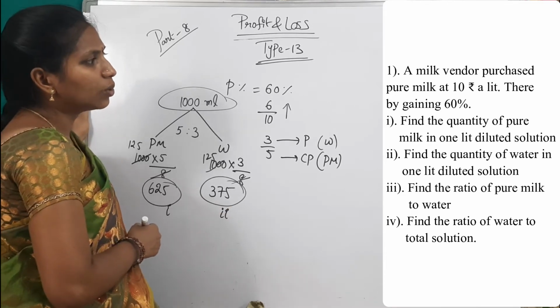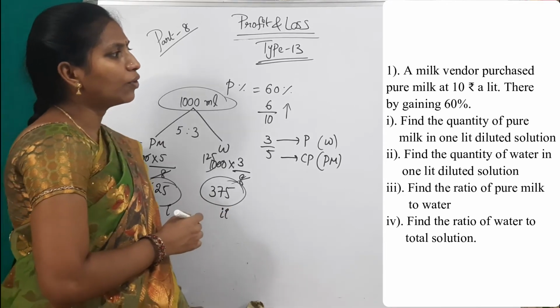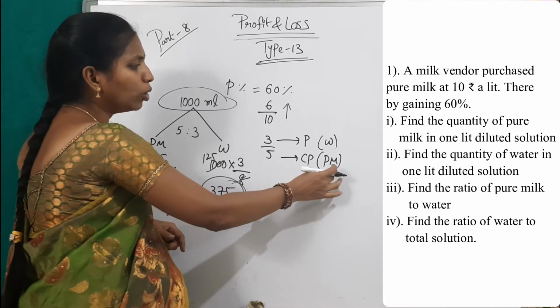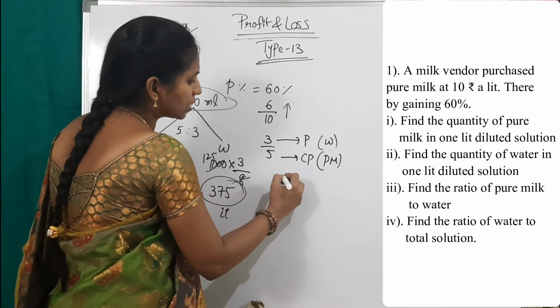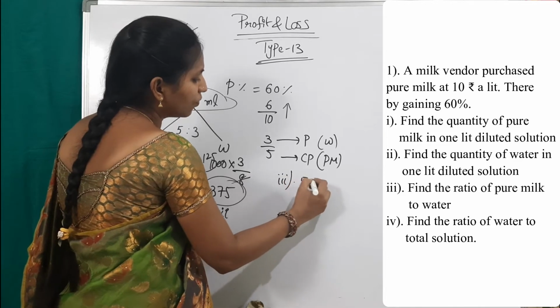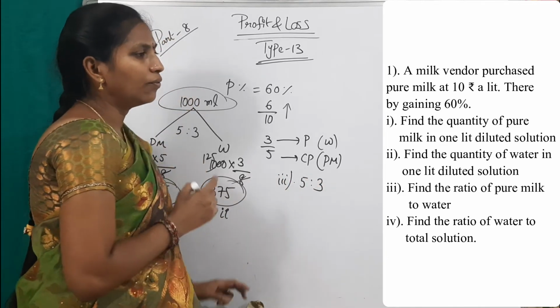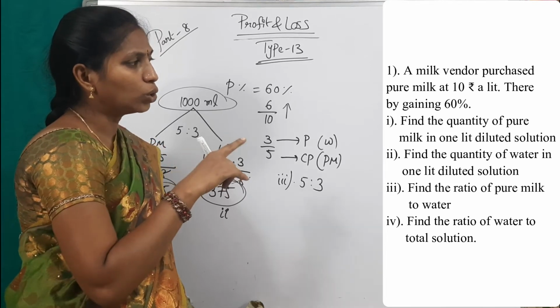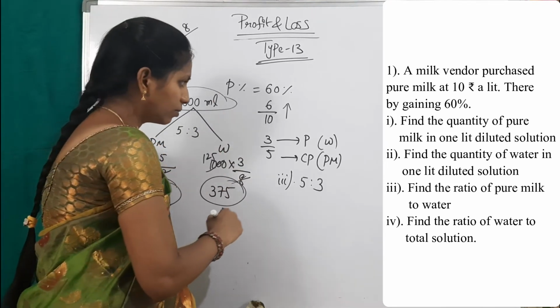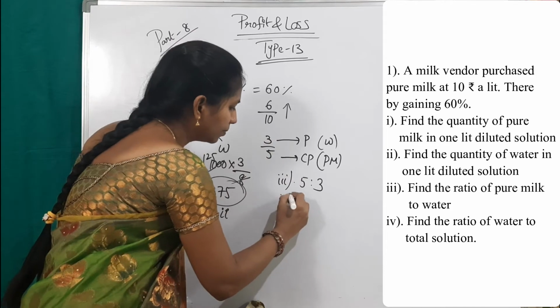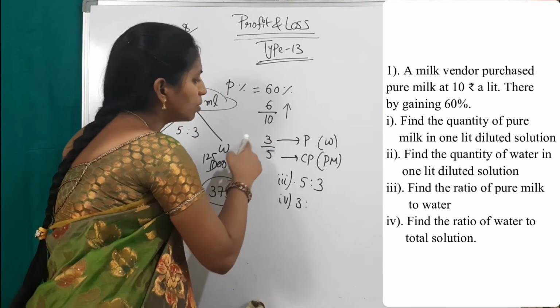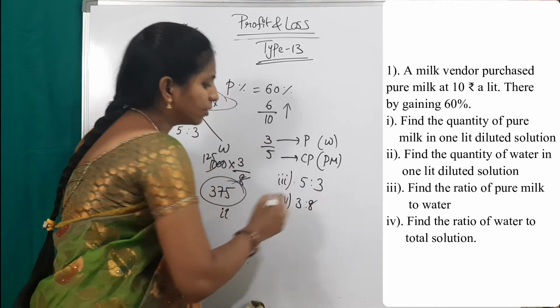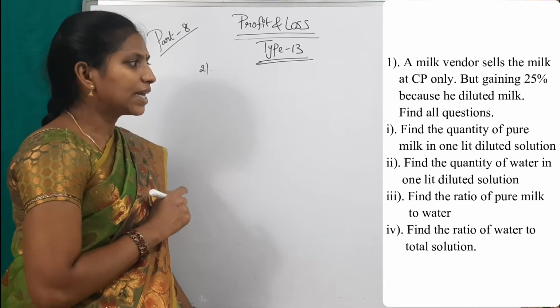And now see the third question. Find the ratio of pure milk to water. The pure milk to water ratio is 5 is to 3. Then finally the fourth one is to find the ratio of water to total solution. Water is 3. Total solution means 5 plus 3, that is 8. So 3 is to 8.